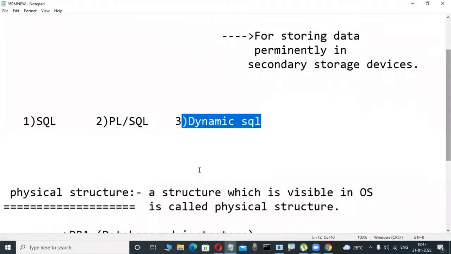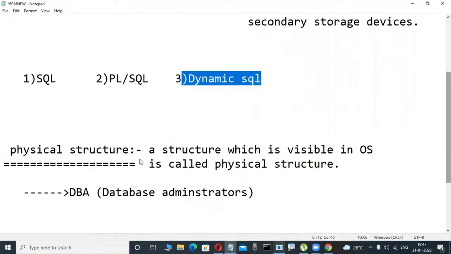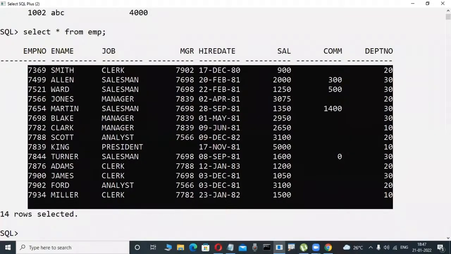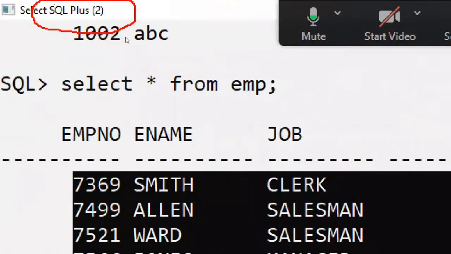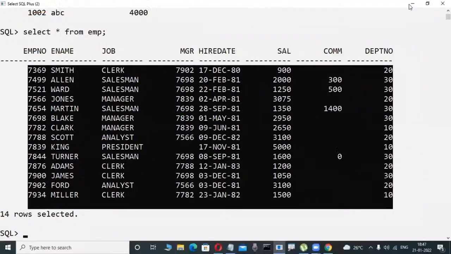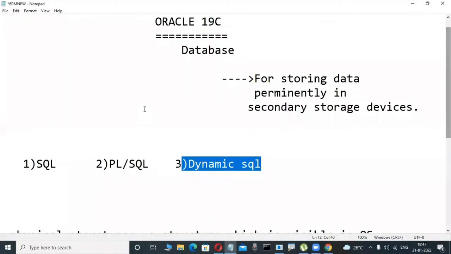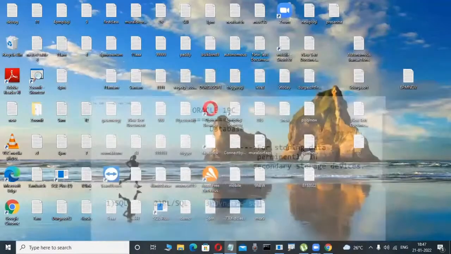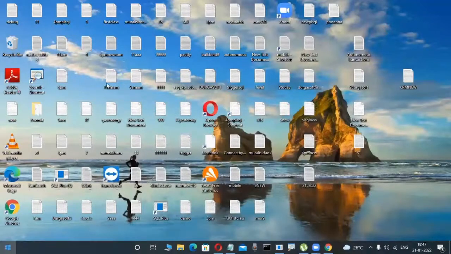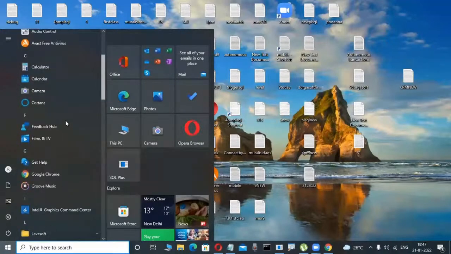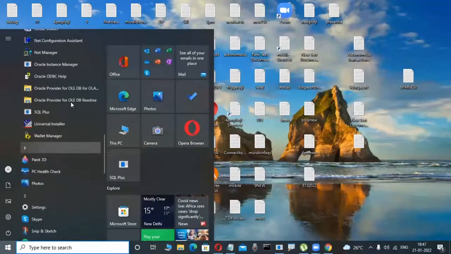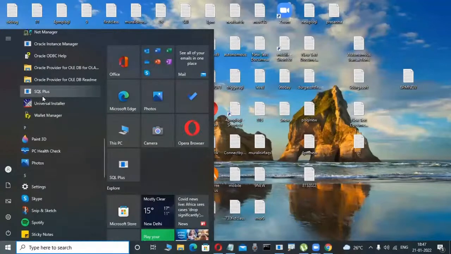But another thing is there in my system: SQL Plus. What is this? This is a tool, called a client tool. If you want to connect to the Oracle database, we use client tools. SQL Plus is the default tool. Whenever I install Oracle software, the tool is automatically available. How to install it and what these tools are, we will learn in our course. Don't worry.